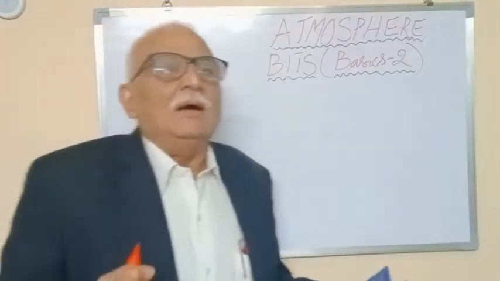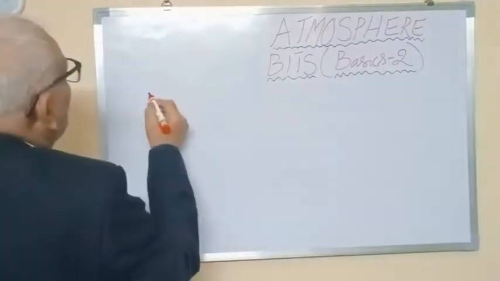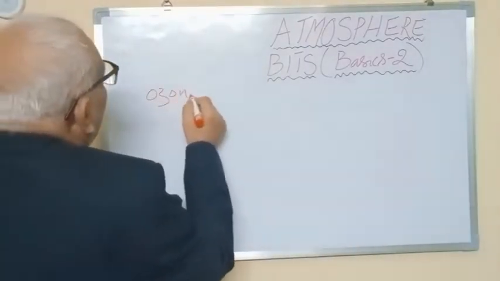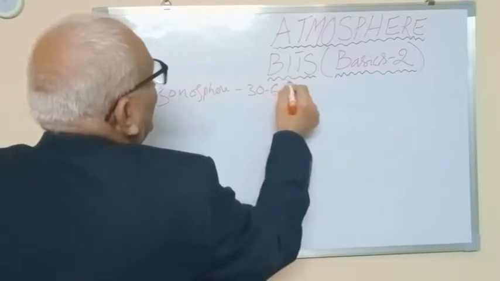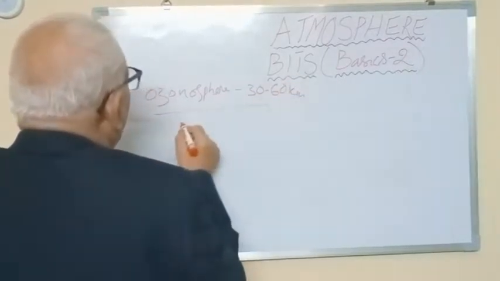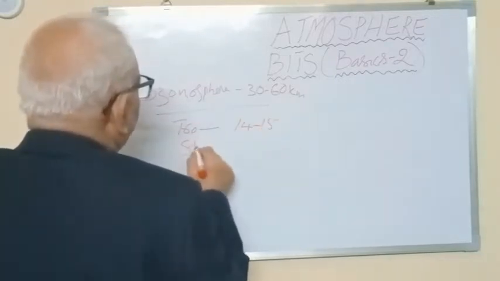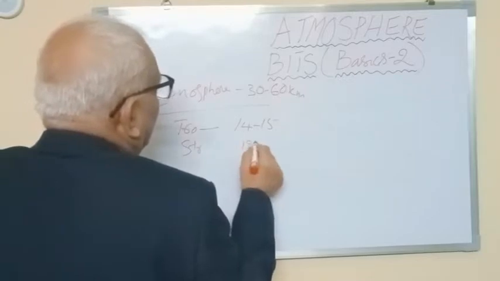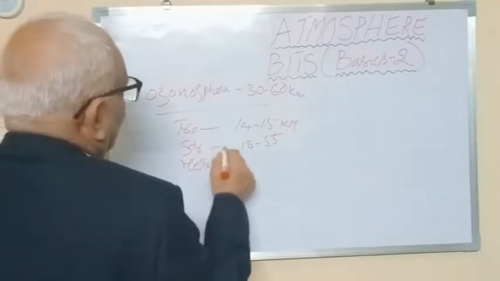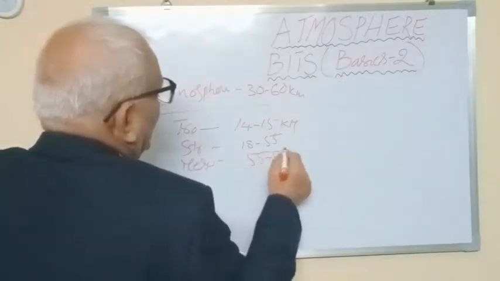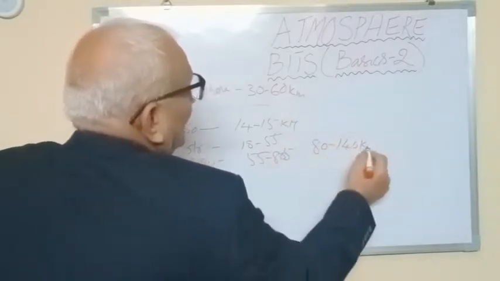In the earlier class I told you the structure of the atmosphere. The ozonosphere, O-Z-O-N-O-S-P-H-E-R-E, extends from 30 to 60 kilometers from the surface of the earth. The troposphere's average height is 14 to 15 kilometers. The stratosphere is from 18 to 55 kilometers. The mesosphere is from 55 to 85 kilometers. Between 80 and 140 we have the thermosphere.